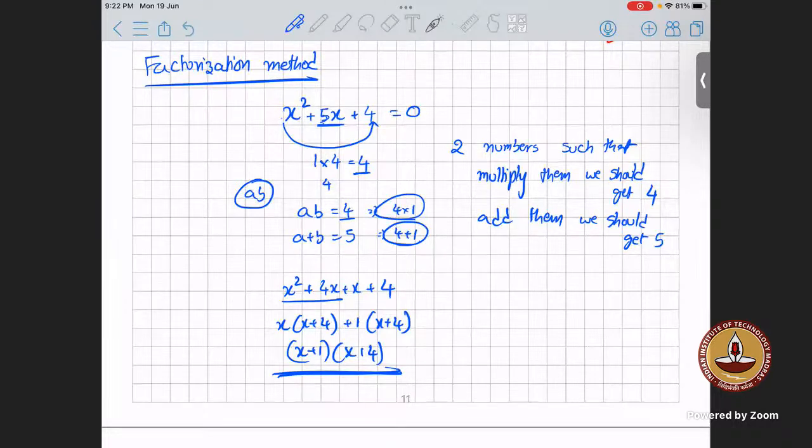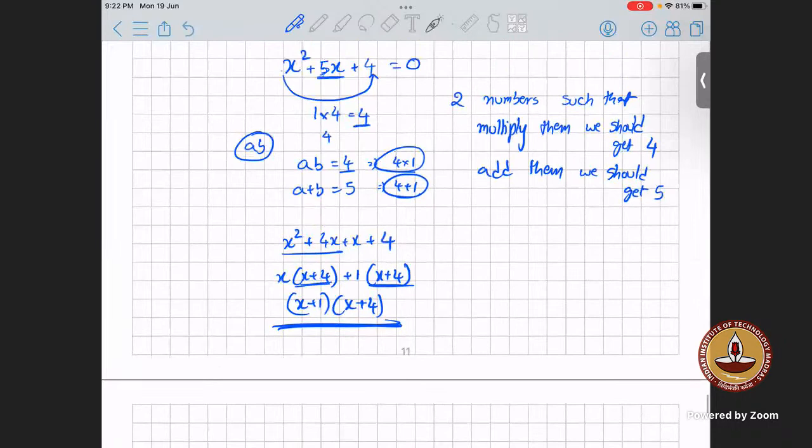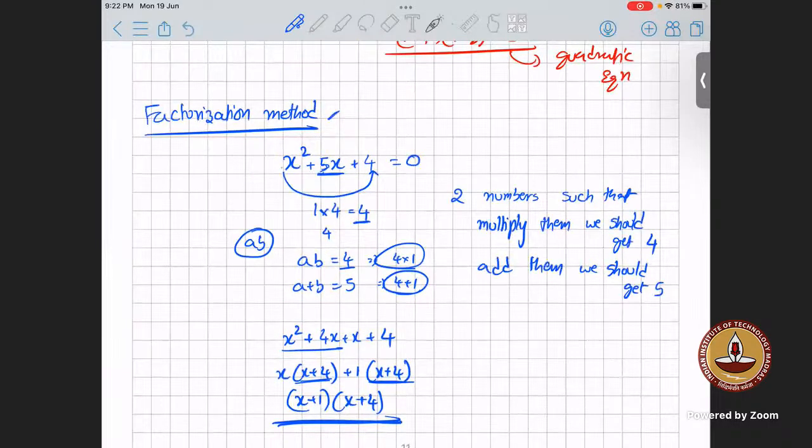Sir, within the bracket the same number should come, right? Means x plus 4 means x plus 4, and the second one also the same, x plus 4. Everyone understood this factorization method? Very nice.